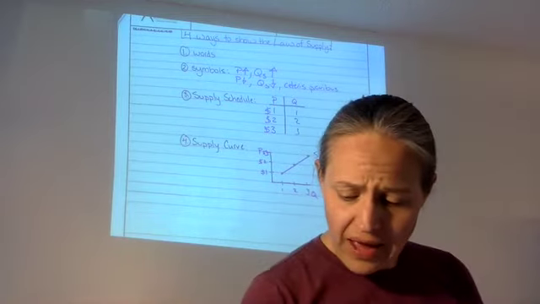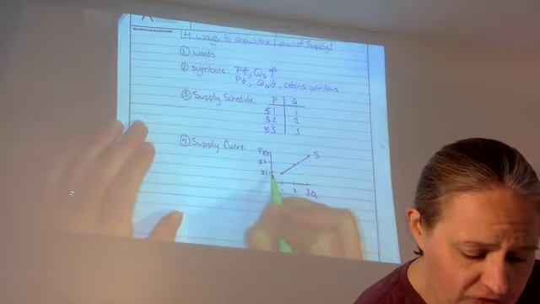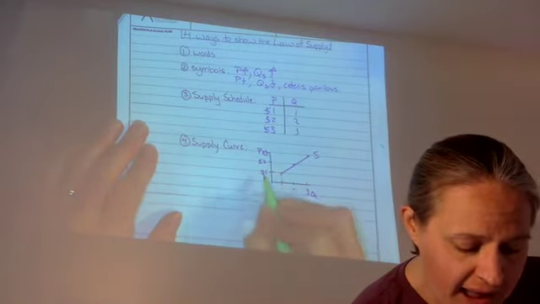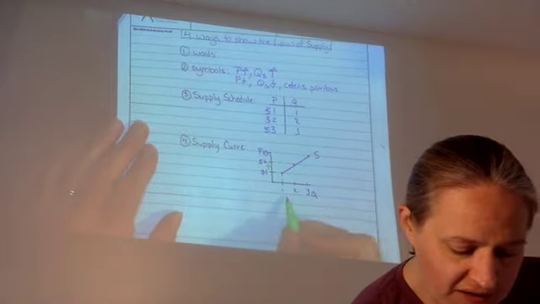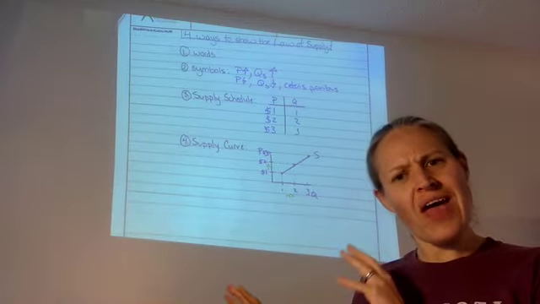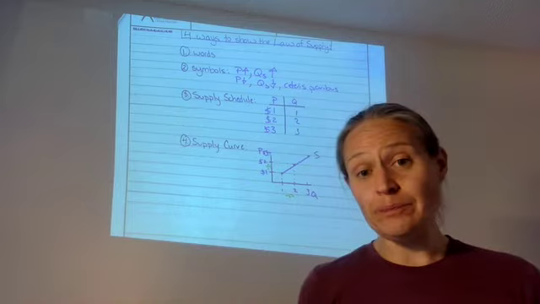And how do we know that? Well, let's say we picked the price of $1 and that was our first price. Well, the quantity supplied would be 1. And if the price went up, the quantity supplied would go up as well. So that picture, that graph, demonstrates to us the law of supply.